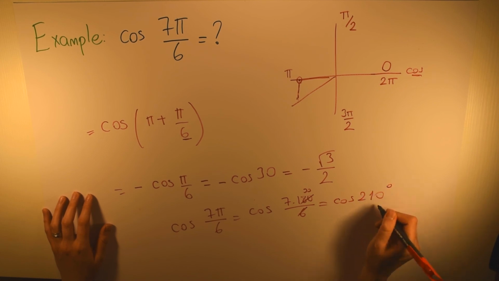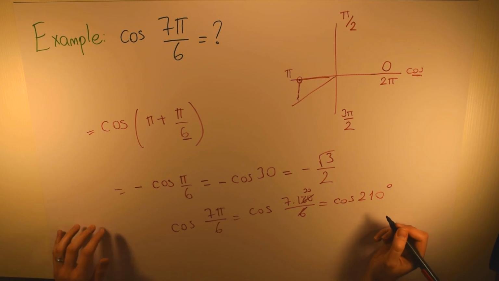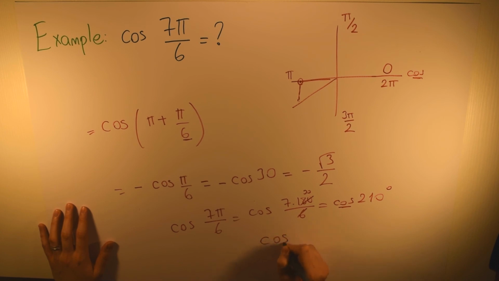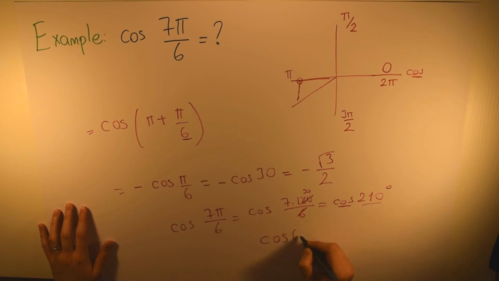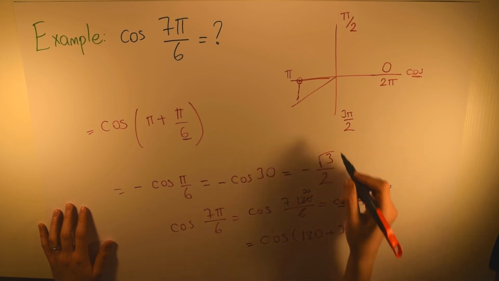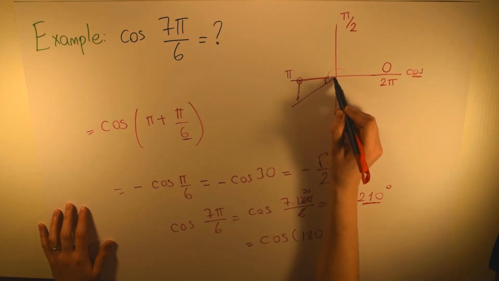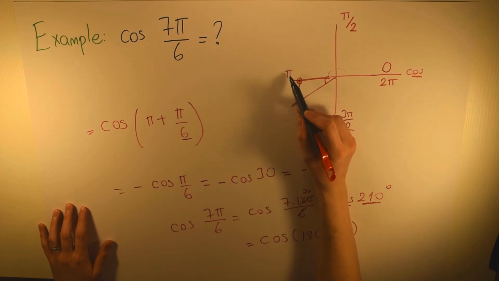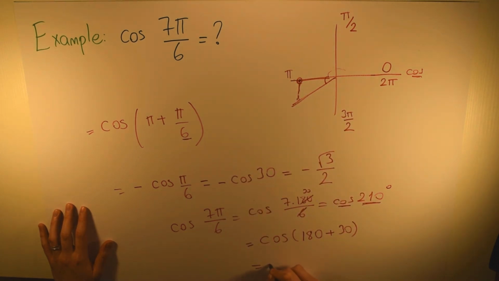Okay, so cosine 210, how can we find this? When I write this based on the horizontal axis, the function doesn't change, it will remain as cosine. Instead of 210, I can write this as 180 plus 30. So let's look at its sign. 210 is somewhere here. As you can see, it's the same thing. This is on the negative side, that's why this is equal to minus cosine 30 degrees, and this is equal to minus square root of 3 over 2.